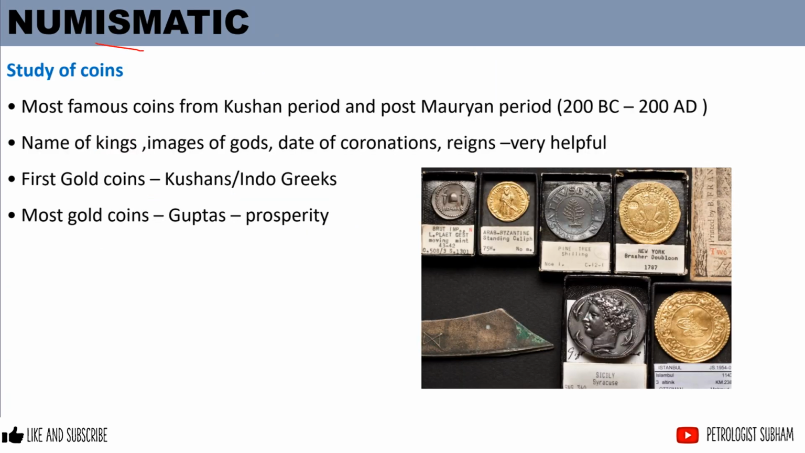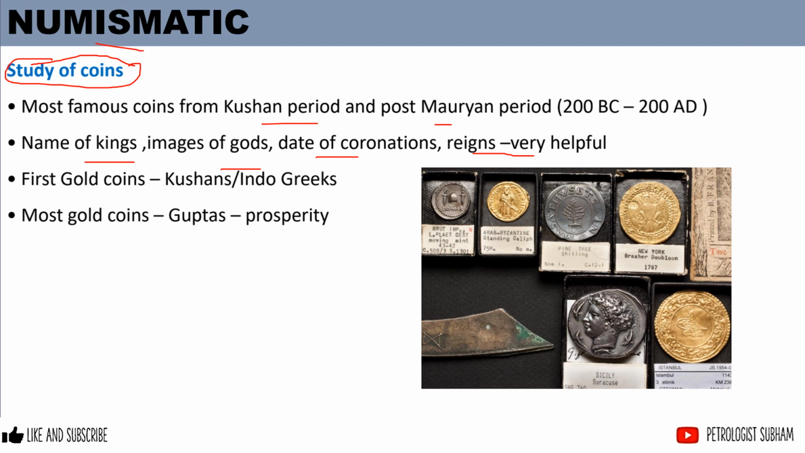One more evidence is on the basis of numismatics. What do you mean by numismatics? It is the study of coins. The oldest evidence of coins from Indian history's point of view is from the Kushan period and post-Maurya period, in which there are names of kings, gods, and dates of coronation, like Rajyabhishek, when a new king was made. Reigns are very helpful to understand the coins.